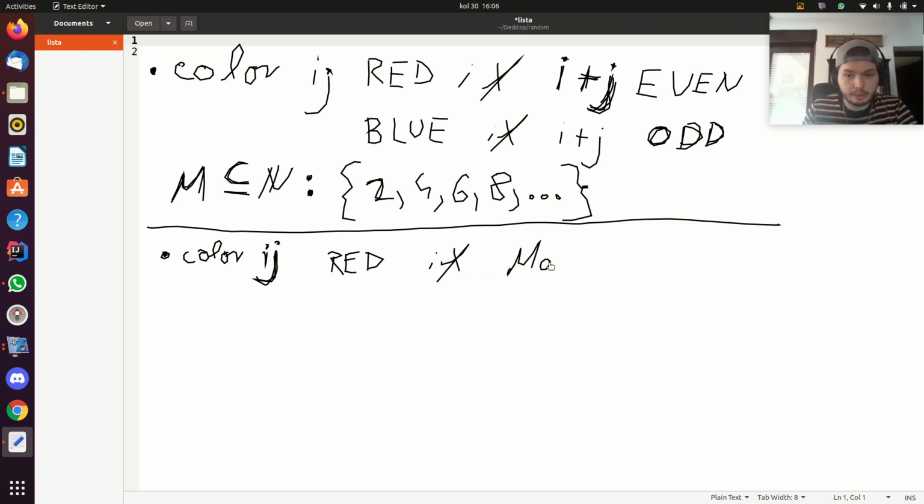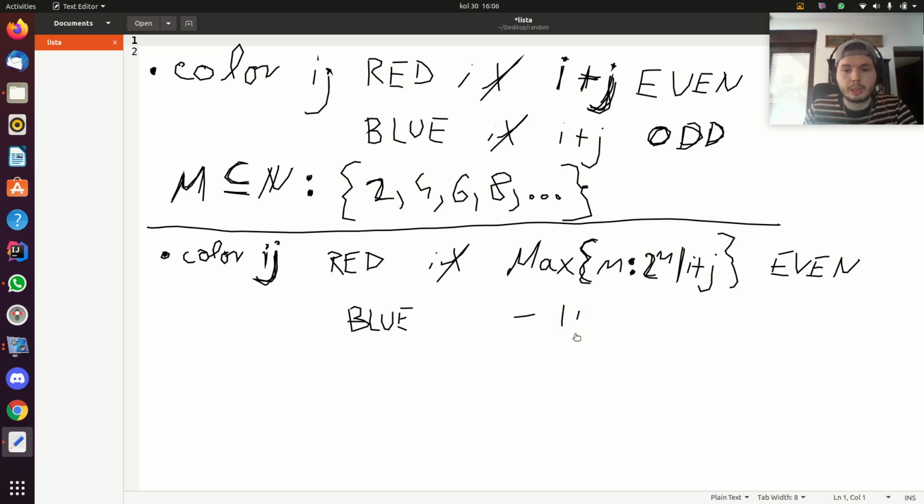The max. You know what the max function is, the maximum of a set. Of course, it's going to be a finite set, so we're not going to have infinities or anything like that. The maximum integer n such that 2^n divides i plus j, and such that this maximum is an even number. And blue, and so on, the same thing if this is odd. Now again, please pause and try to think of the example on your own.